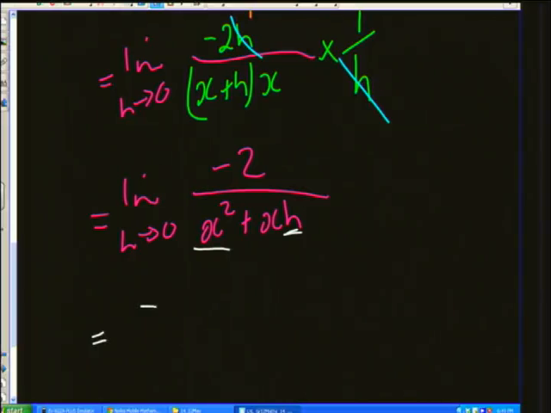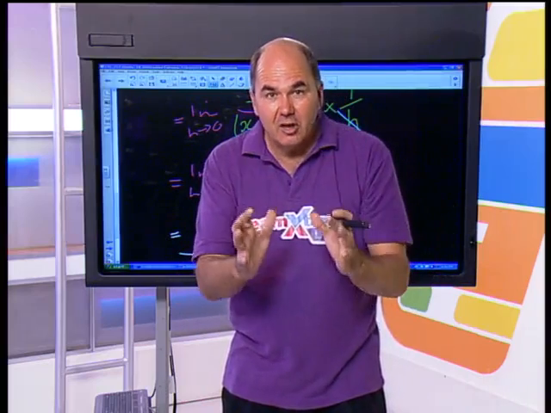If h equals 0, what am I left with? Minus 2 over x squared. And that's the derivative function. Okay, make sure you've got it right. Take it slowly, take it step by step, but I think you've earned a break.